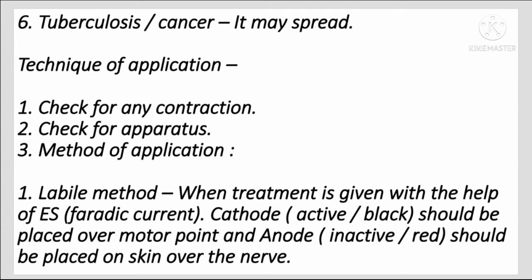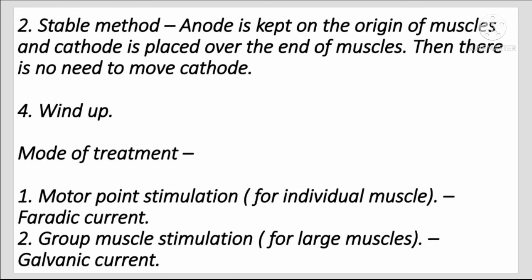Method of application. Labile method. When treatment is given with the help of ES, Faradic current, cathode, which is the active electrode or black electrode, should be placed over the motor point. Anode, that is the inactive electrode, which is red, should be placed on the skin over the nerve. Stable method. Anode is kept over the origin of the muscles and cathode is placed over the end of the muscles. Then there is no need to move the cathode.